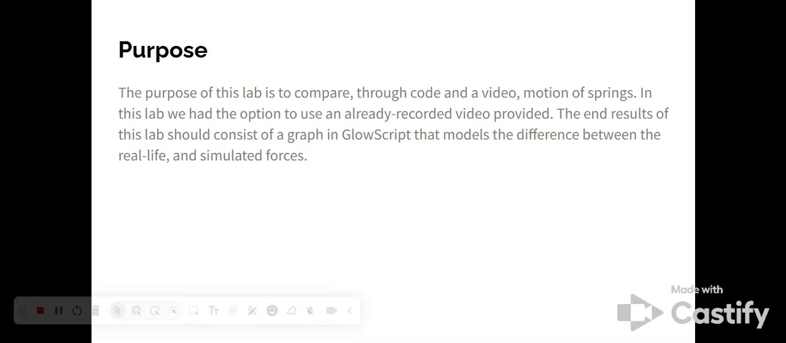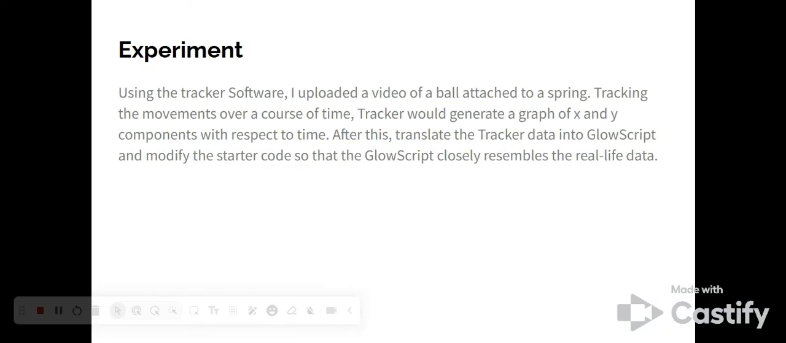The end results of this lab should consist of a graph and GlowScript that models the difference between the real life and simulated energies and forces. Using the Tracker software, I uploaded a video of a ball attached to a spring, tracking the movements over a course of time, and Tracker would generate a graph of the X and Y components with respect to time.